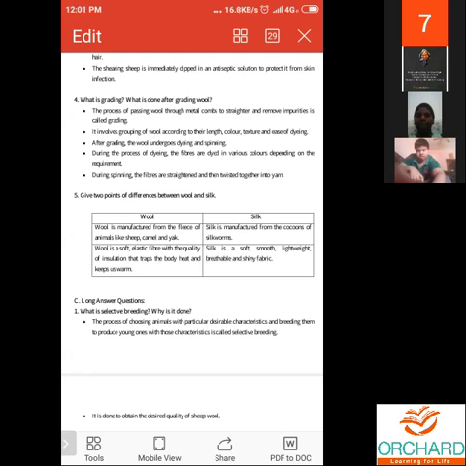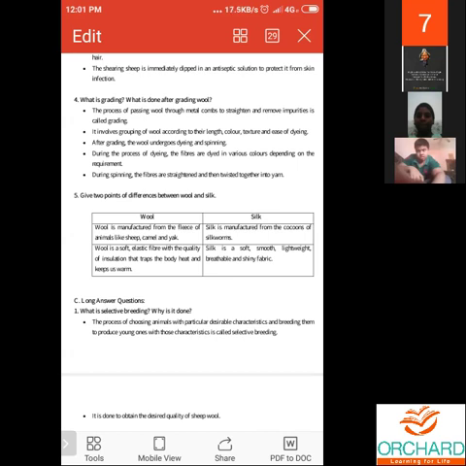During spinning, the fibers are straightened and then twisted together into yarn. So what is spinning? Fiber spun into yarn is spinning. Okay, during spinning, the fibers are spun into yarn.